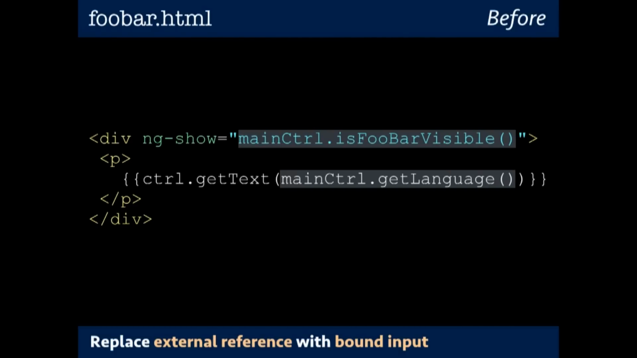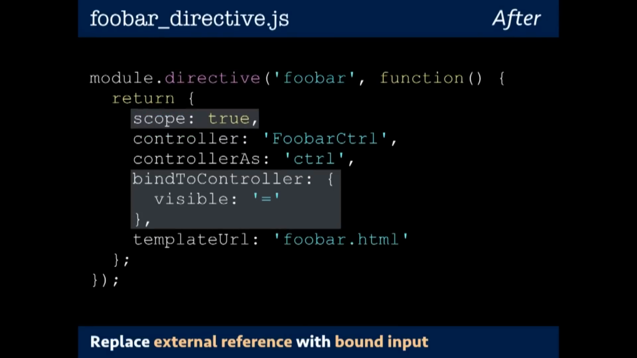So we should break these dependencies, and we can do it one by one. So we choose the first one of these external references, which is in this case main controller is foobar visible, a method call to a parent controller that's controlling whether this element is visible or not. And what I do with this is go to the component directive and introduce a binding for this. So we use this bind to controller to make bindings and make one called visible. And we're now saying this component has one input, which is called visible.